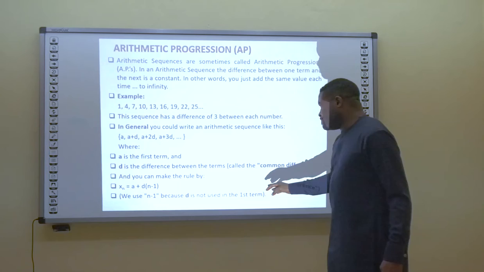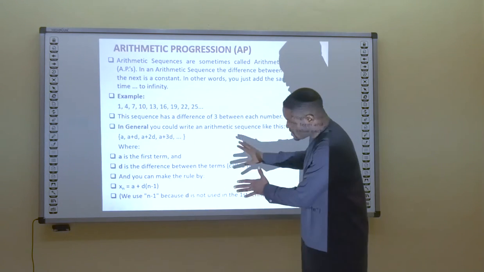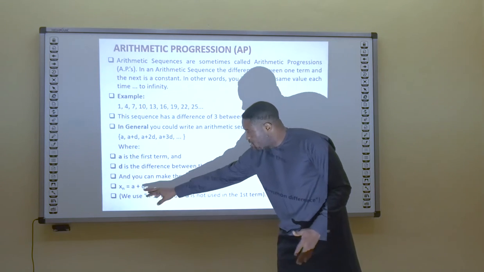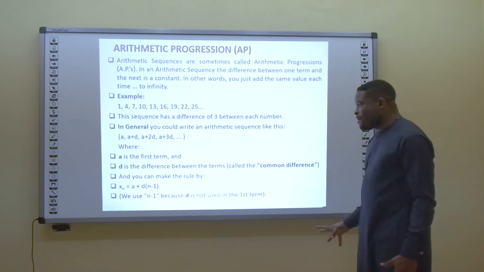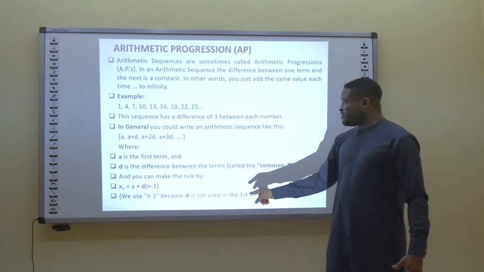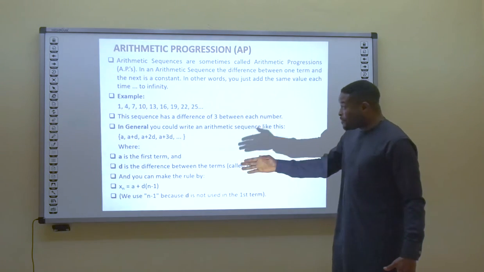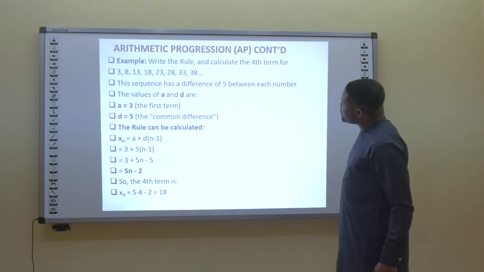So you can make the rule for this by having xn is equal to a plus d into n minus 1, where we use n minus 1 because d is not used in the first term. So that represents the difference, which is the common difference in that particular sequence.